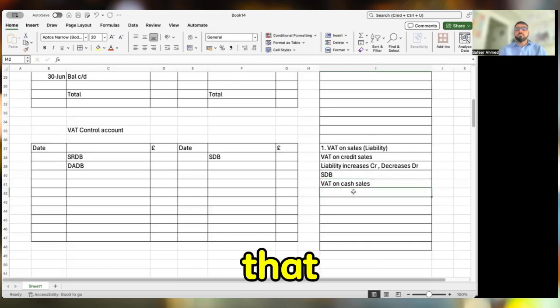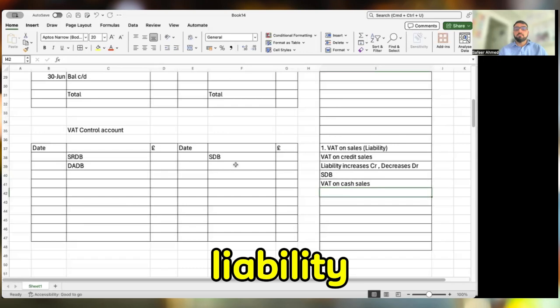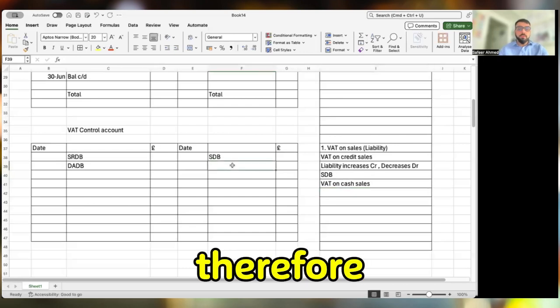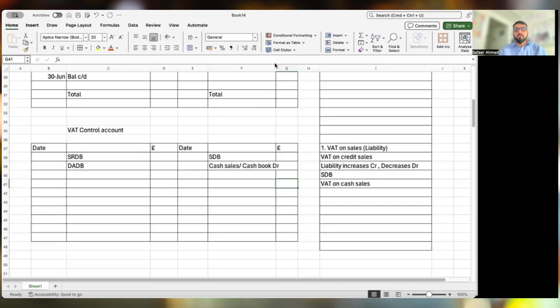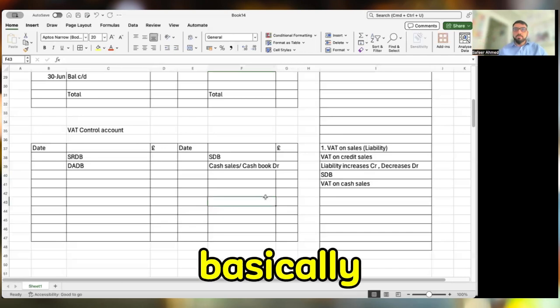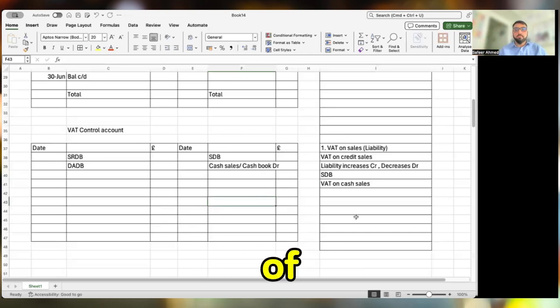Which you remember that you must have recorded in the cash book. Again, this is a liability as well. So therefore, I can write here cash sales, or I can write here cash book, debit side, depending on what is being given to you in the drop-down menu, basically. But it will be either of them.